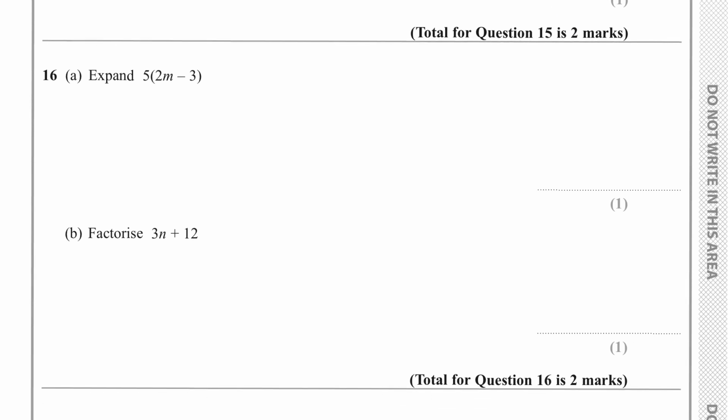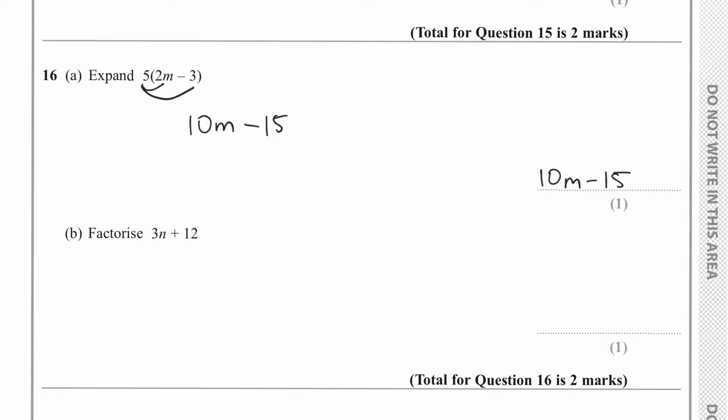So it wants us to expand this bracket. So remember, when you're expanding, you're multiplying what's on the outside by everything on the inside. So our 5 times 2m would leave us with 10m. And then 5 times minus 3 would give us minus 15. So you'd end up with 10m minus 15.